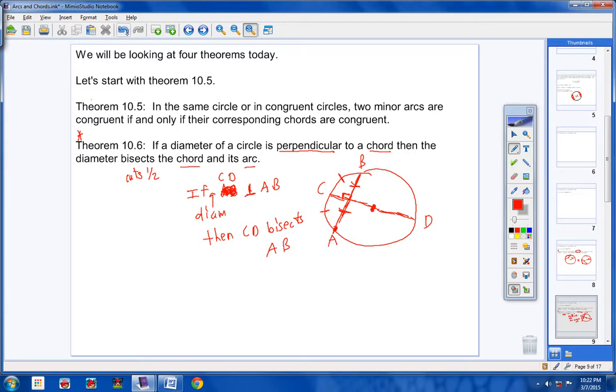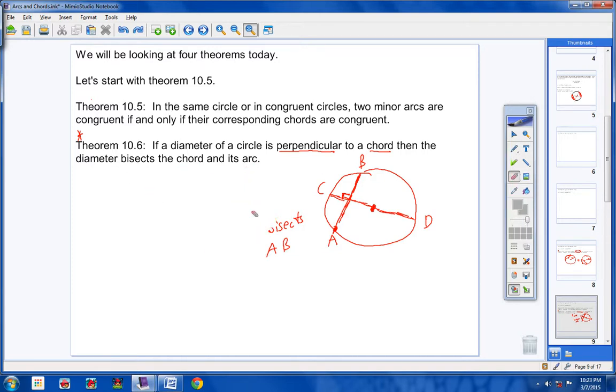Okay? Alright, so let's look at it again real quick. If you have a diameter that is perpendicular to a chord, then this diameter right here cuts the chord in half, and it cuts the arc in half too. Okay, now let's look at it with numbers. If I'm going too fast, just have the supervising teacher pause the video, okay?